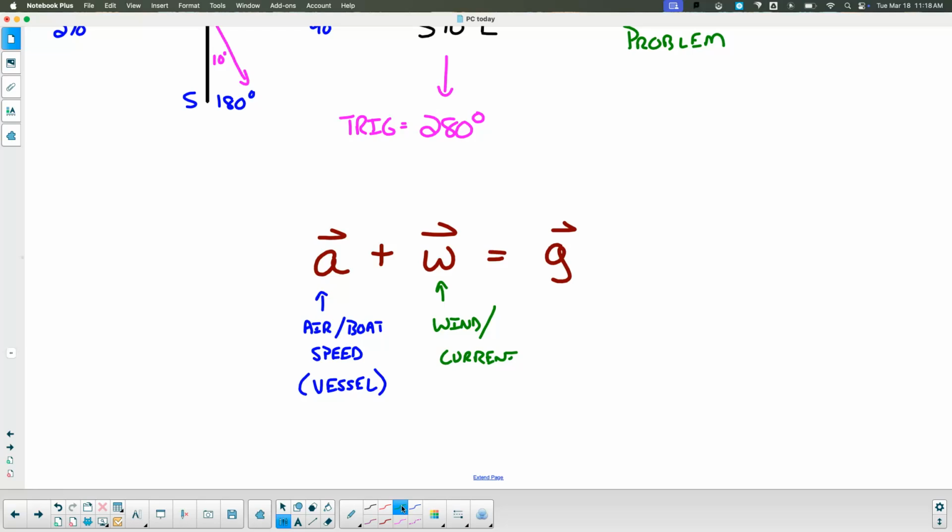Okay? Wind if you're on a plane, current if you're on a boat. Okay? And G is going to be your actual speed and direction.